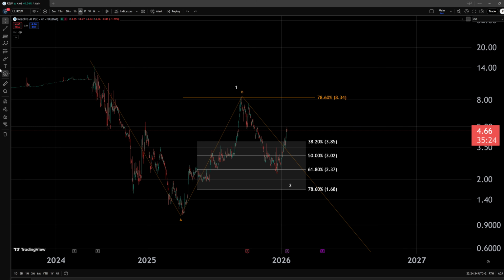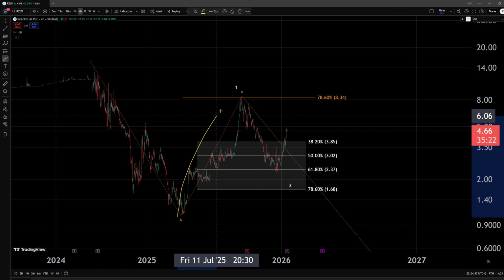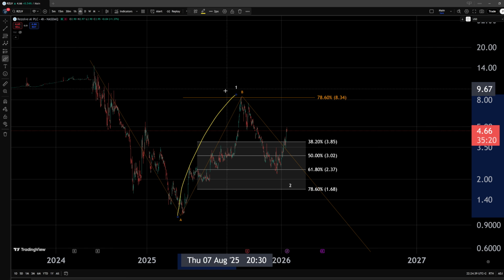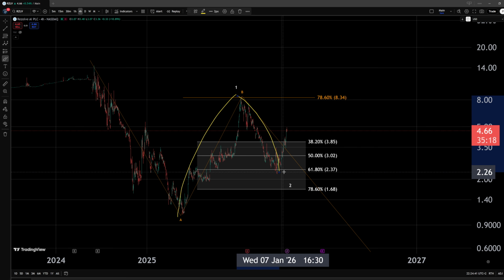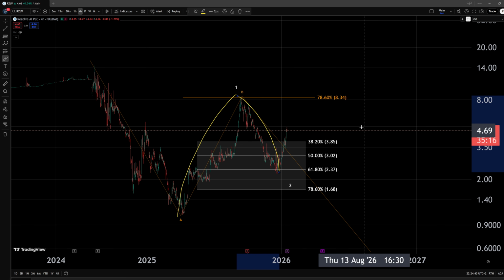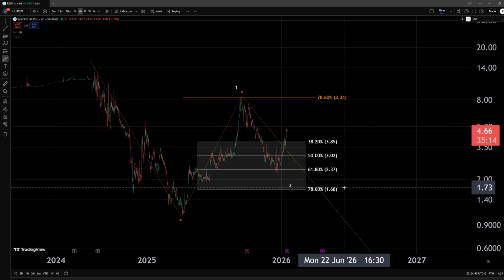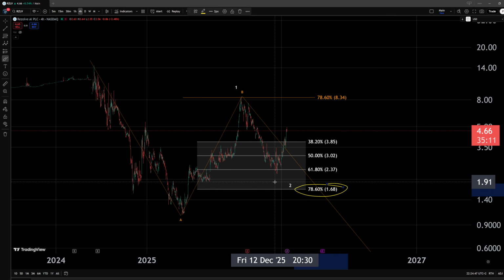Now, since within this wave 1 top we have formed only a 3-wave structure, we can track an area of support, but it's not going to be a high probability trade setup. If we break, however, below the 78.6% retracement at the $1.7 level, it would be a strong signal that this structure is indeed going to fail.